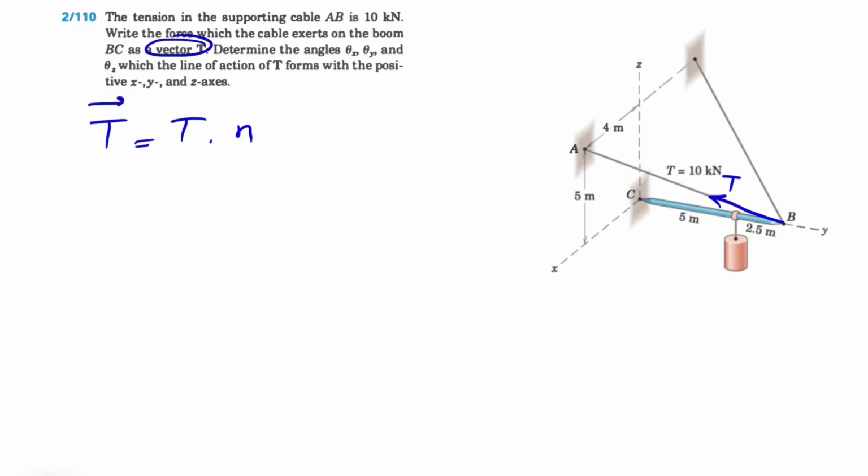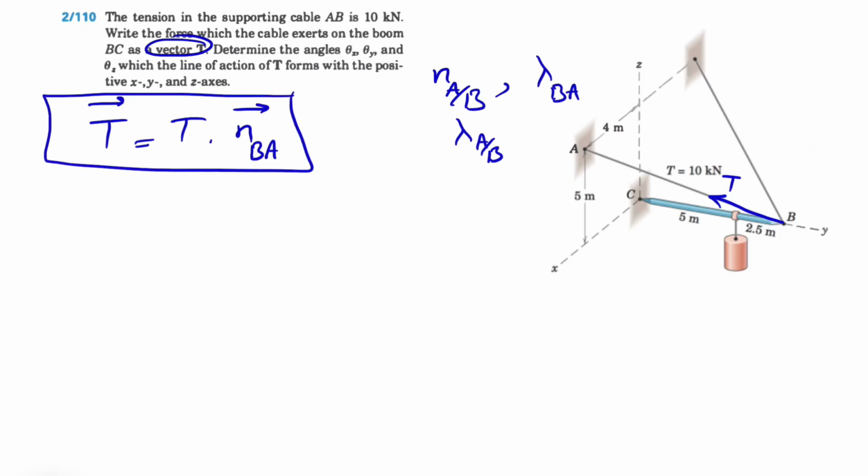So if we want to show it, there are two ways. We can either show it as n_BA, or the other way is to show it like A relative to B. Both work. And as I said, there's another way to show it, lambda_BA or lambda A relative to B. And obviously our unit vector is the vector in here, and at the end from this formula we're going to get tension in vector format.